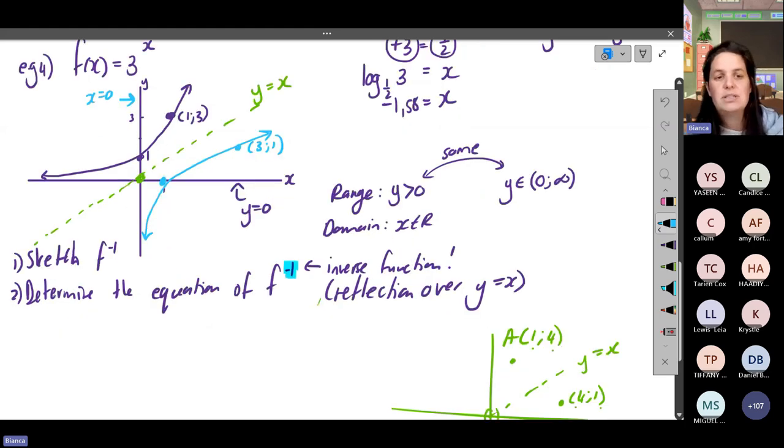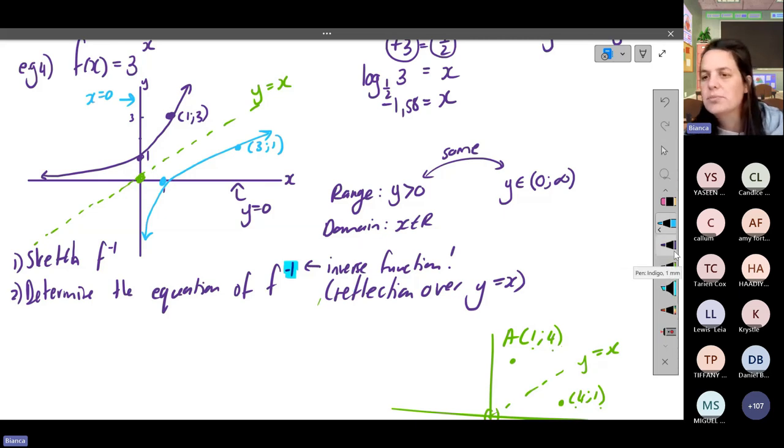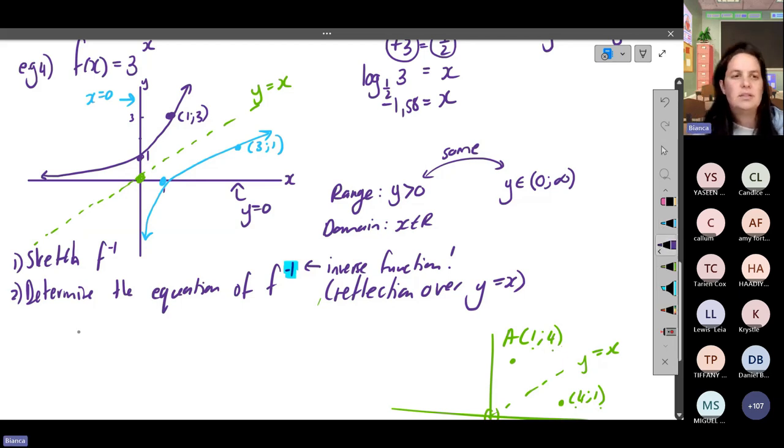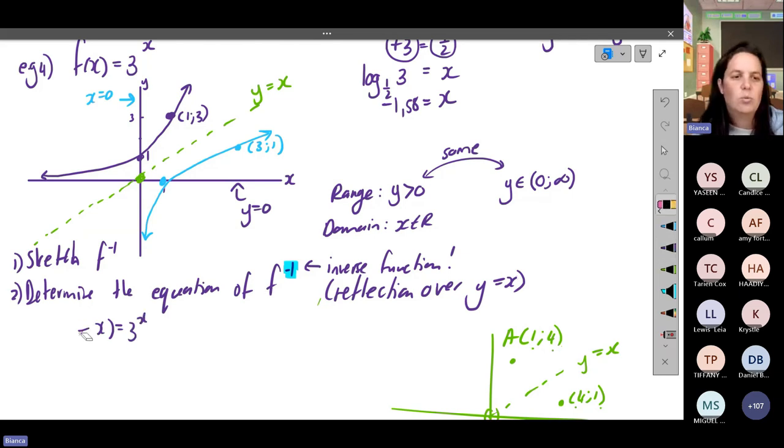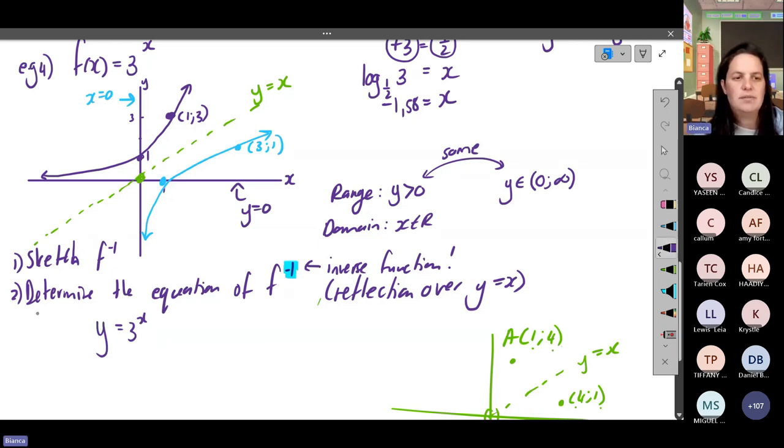Okay, now number two, it says determine the equation of the inverse function. And like I said, I mark matric paper one. So let me show you where we always give our first mark. Okay, here's the original graph. f of x equals 3 to the power of x. That f of x is a placeholder for y. So I'm just going to erase that. Just put a y there. This is the original question. Okay, this is the f of x part.